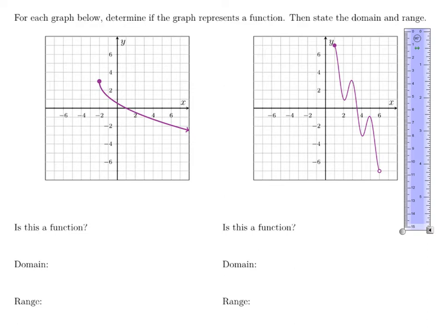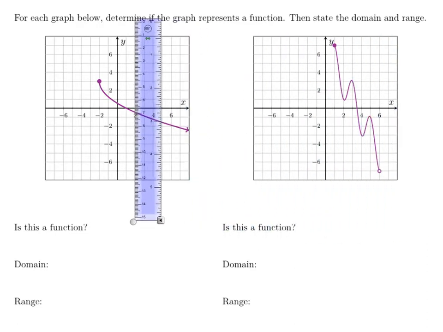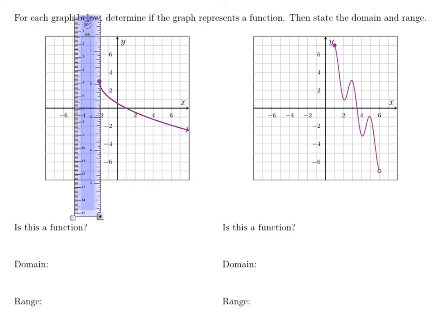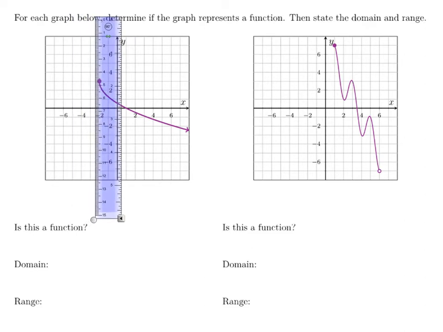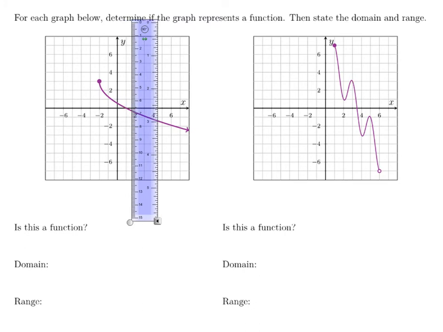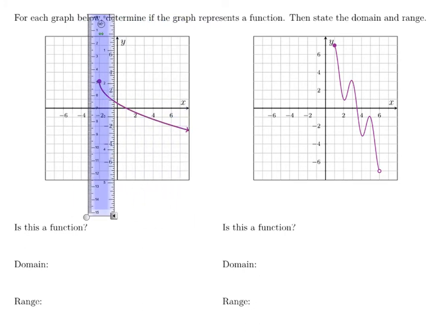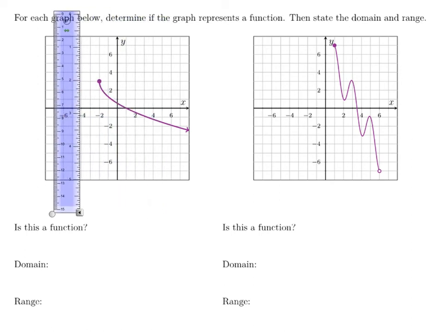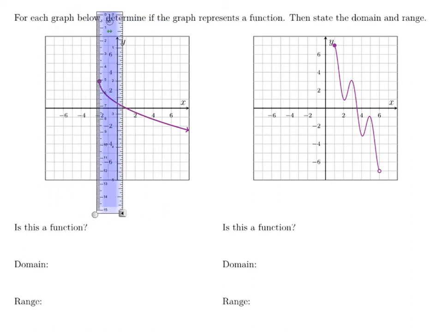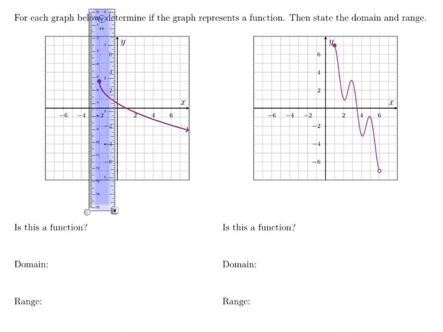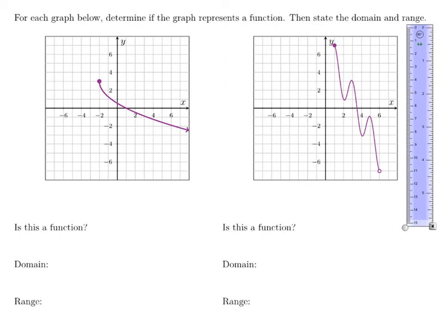To determine if each of these graphs represents a function, I'm going to use the vertical line test. I've grabbed a ruler, and I'm going to check if a vertical line passes through either of these graphs more than once. As I look at each of these vertical lines, I can see in this first graph that it only passes through at most once. Over to the left here it doesn't pass through at all. That just means that this is a function, but it has a limited domain that does not include all real numbers. So this first graph does represent a function, so let's write that down.